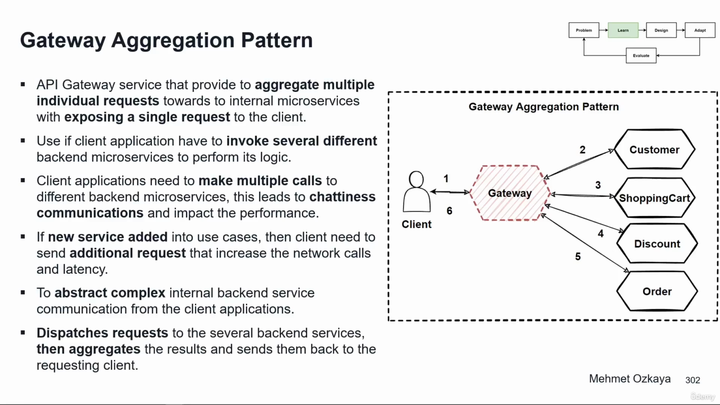Basically, the main idea of the gateway aggregation pattern is that it dispatches requests to several backend microservices and then aggregates the results and sends them back to the requesting client.